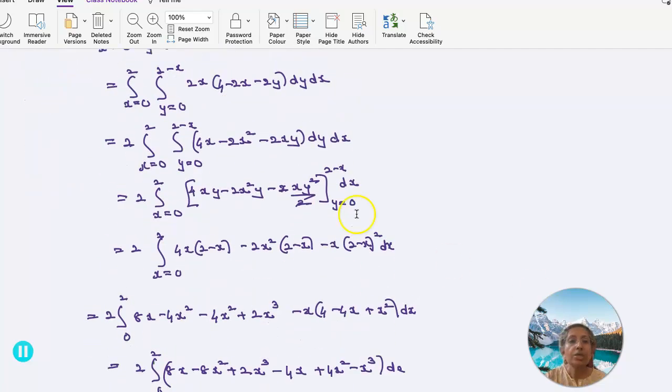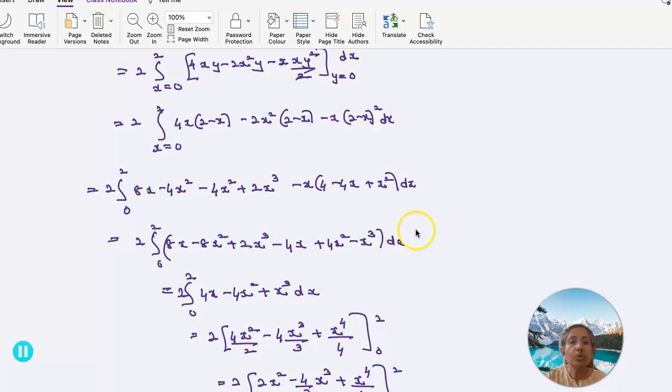And that will be twice the integral x equal to 0 to 2, y equal to 0 to 2 minus x. When you multiply, you get (4x minus 2x squared minus 2xy) dy dx. Take out the 2 here. And when you integrate with respect to y, you get 4xy minus 2x squared y minus 2xy squared by 2 within the limits y equal to 0 to 2 minus x. I'm actually explaining the integration. So this will be the integral x equal to 0 to 2, 4x into (2 minus x) minus 2x squared into (2 minus x) minus x into (2 minus x) the whole squared, dx.